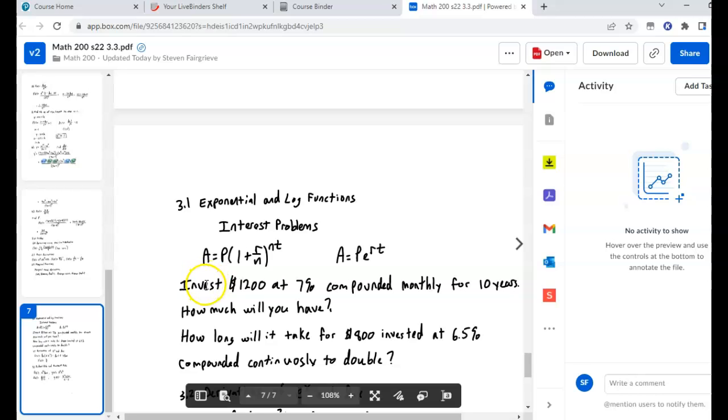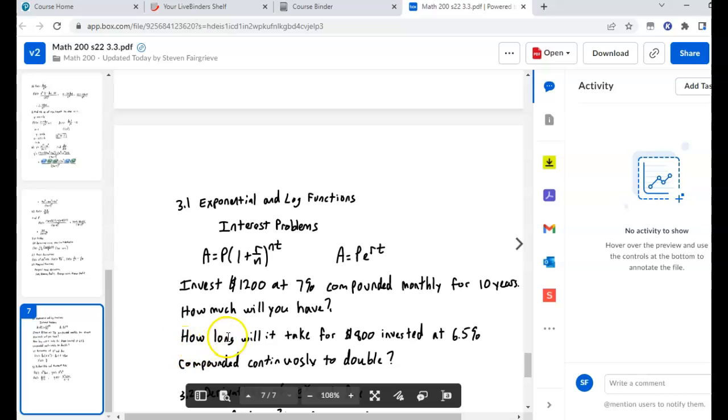I could ask you, hey, put so much money in at 7% compounded monthly for 10 years. How much are we going to have? So in this problem, we would be compounded monthly, so we're using this version of the formula. We put in 1200, interest rate 7%, so 0.07. It's compounded monthly, so that'd be divided by 12, and then to the 12 times 10 power.